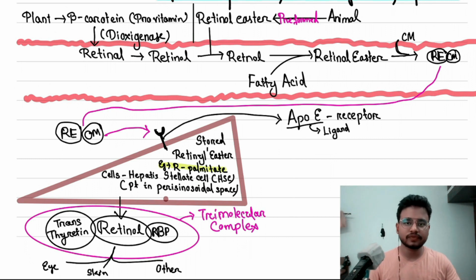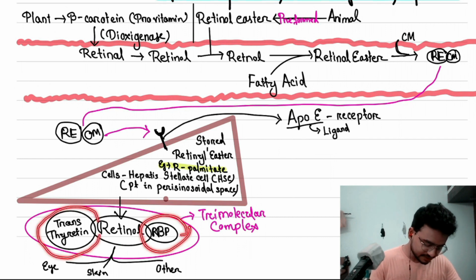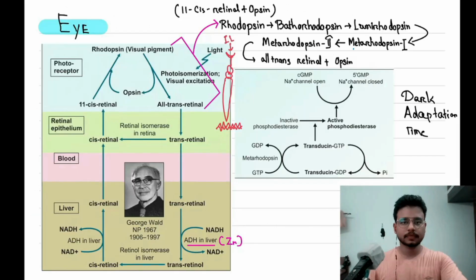When there is a need of vitamin A, it is taken up from the liver as retinol. The retinyl palmitate is converted into retinol, and it is bound by two carrier proteins. One is retinol binding protein and another is transthyretin. So it makes a trimolecular complex. This trimolecular complex then reaches the eye, skin, and other organs in which they are required.